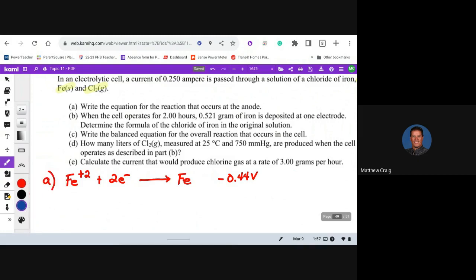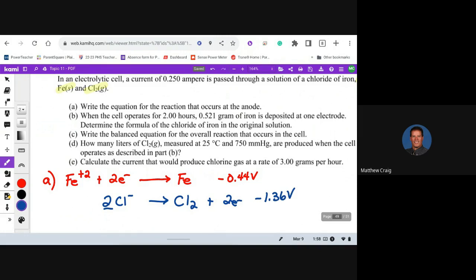And then we have Cl2 is being produced. So how would I write that half reaction? Look near the top, fourth from the top. So 2 Cl negative and 2 electrons. And that has a voltage of negative 1.36.